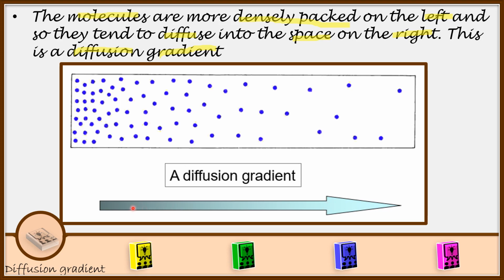So the molecules are going to move from a region of high concentration to a region of low concentration. That, where one side has more concentration and another has low concentration, is what we call the concentration gradient. So particles will move from a region of high concentration to a region of low concentration due to the concentration gradient.